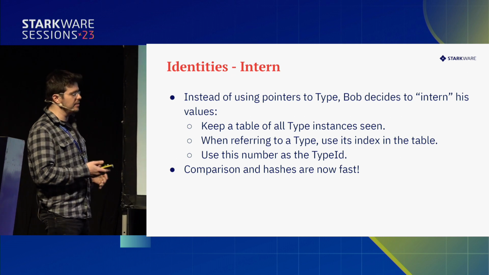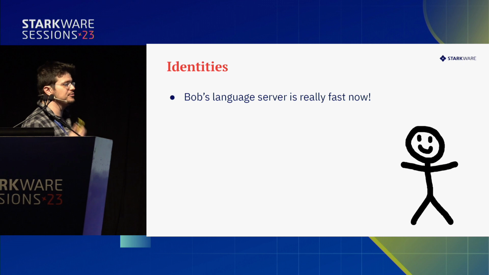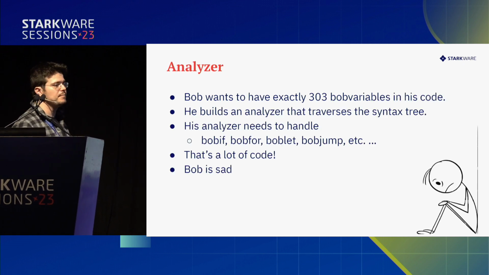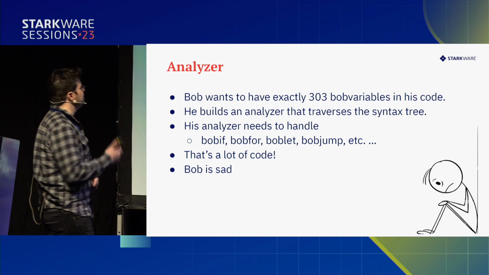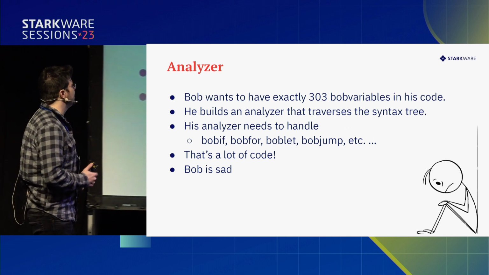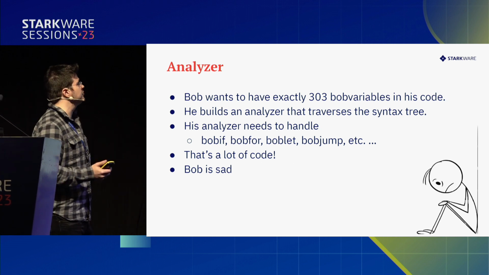And now comparisons and hashes are very fast. So Bob's language server is really fast now, and he is happy. Bob now tries to build an analyzer for the Bob language. For some reason, he wants to have exactly 303 Bob variables in his code. I don't know why. He builds an analyzer that traverses the syntax tree.